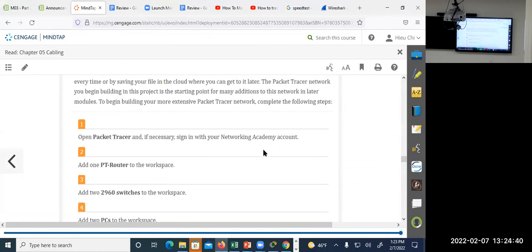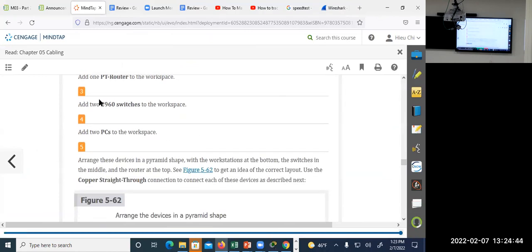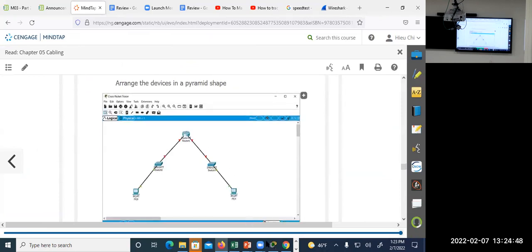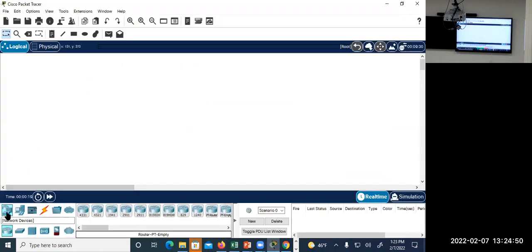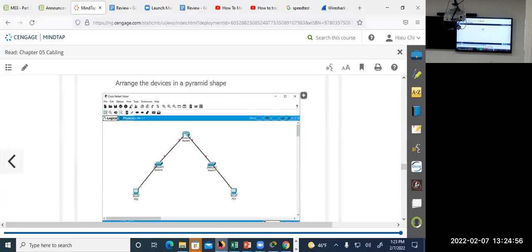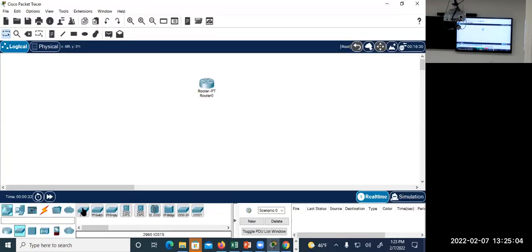So we have to open it. You have to add the PT router, add two switches, and add two PCs. You add the PT router; you go to the PT router here. Now what else? You have the two switches, 2960. So we go to the switch, and you have 2960 here. Go to the switch here.